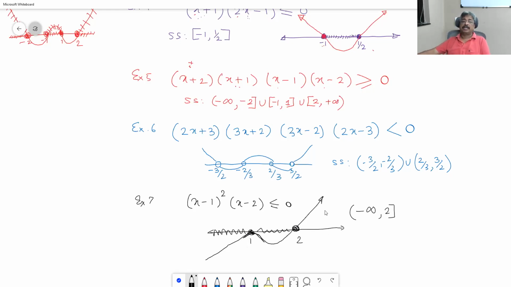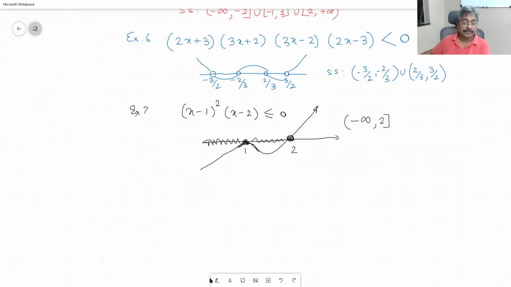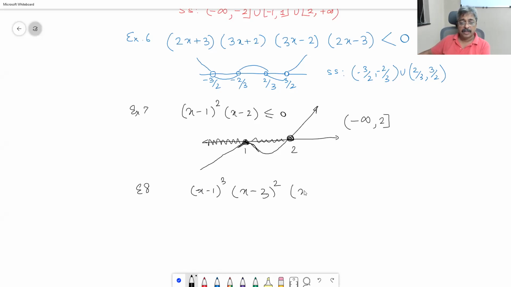Are you there? Some people understand, some do not. Now, last example. Example number 8. x minus 1 cube, x minus 3 square, x minus 5 should be strictly greater than 0.